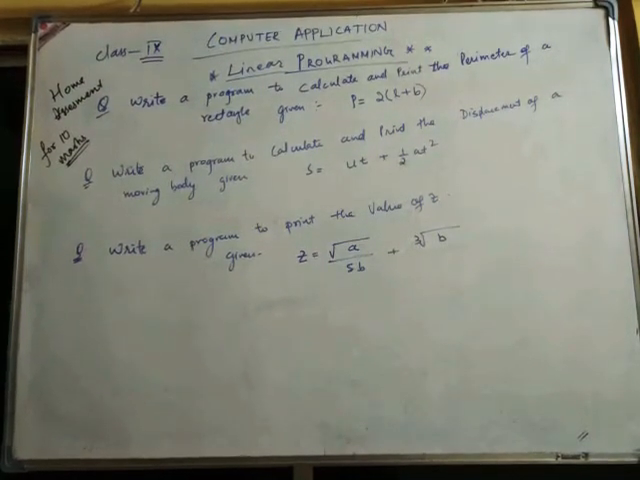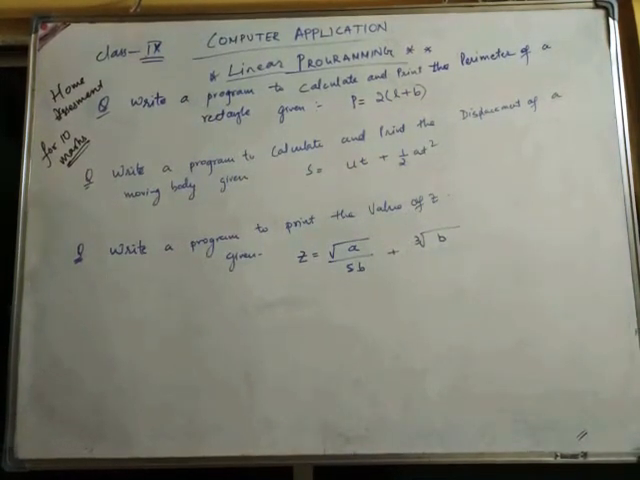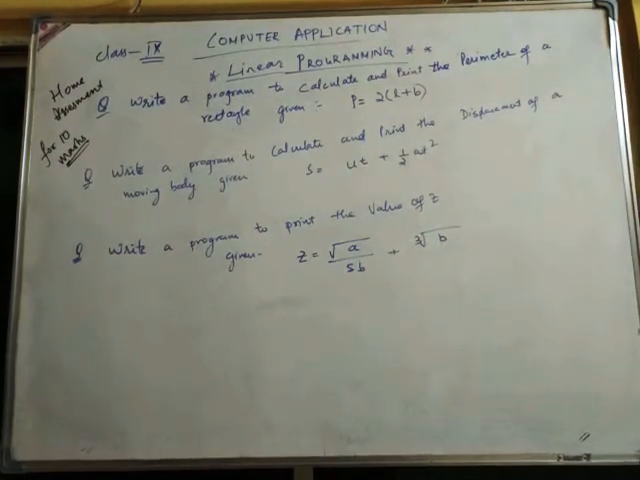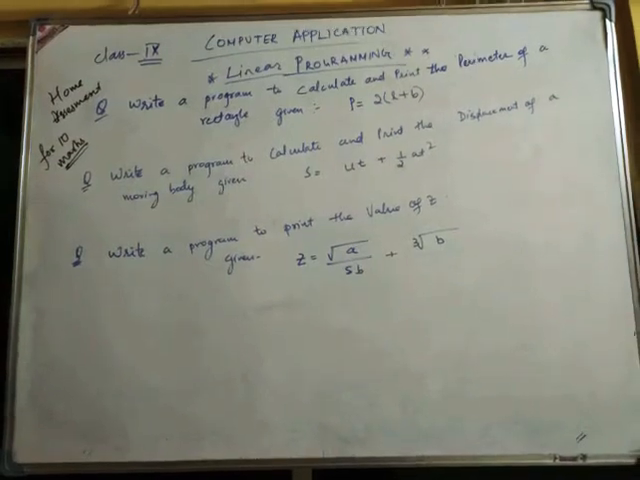Question one is telling us to write a program to calculate and print the perimeter of a rectangle. In one we have to calculate the displacement. In one we have to calculate the value of z. All these three questions we have. We start with question number one first.